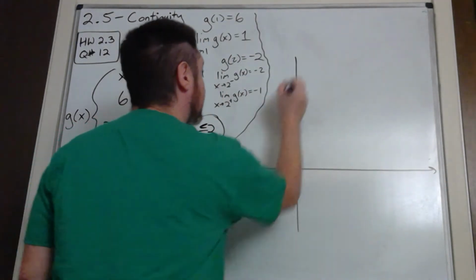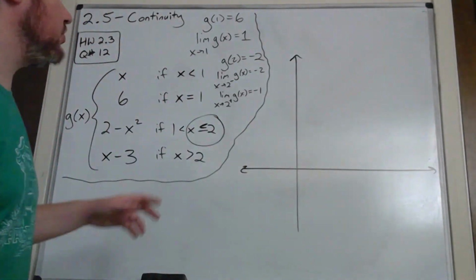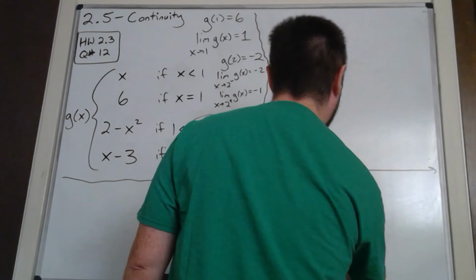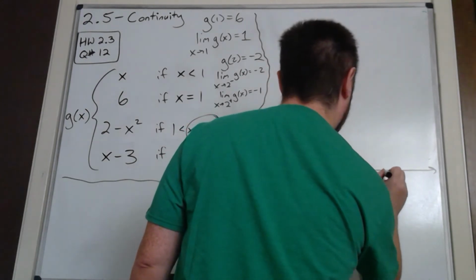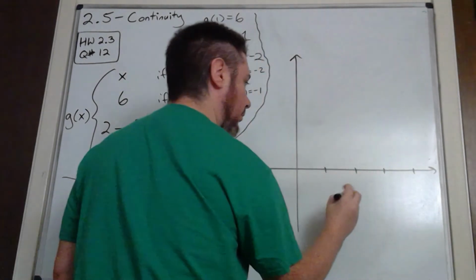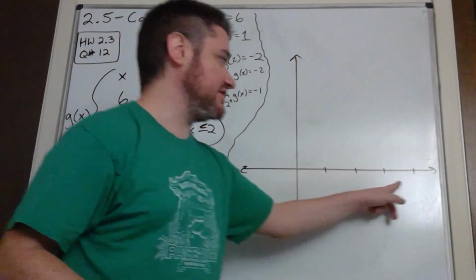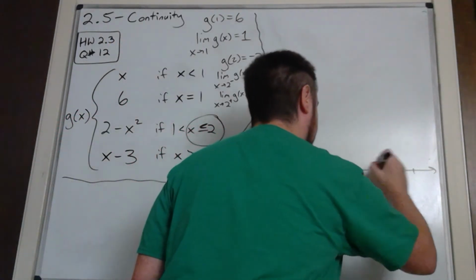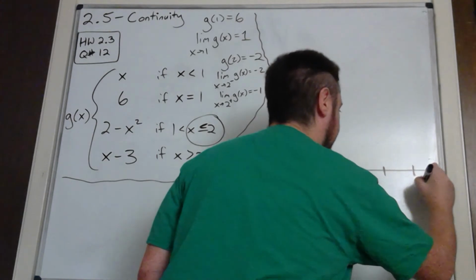So let's say I've got something like that. And so I'm concerned with the x values of 1 and 2, and I want to go a little bit beyond. So let's say 1, 2, 3, and 4. All right, so each one of these marks is just a unit of 1. If you can see those, let me darken those up. All right, I'll put a 4 out there.